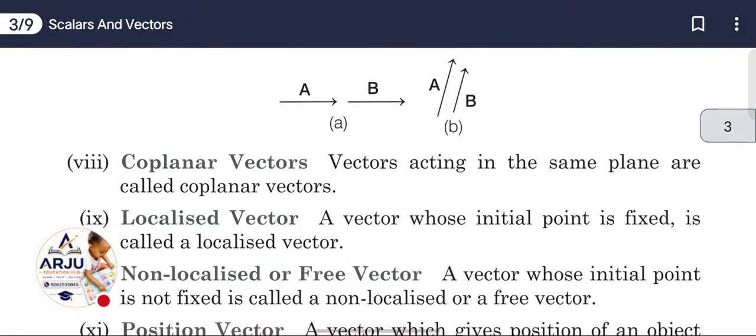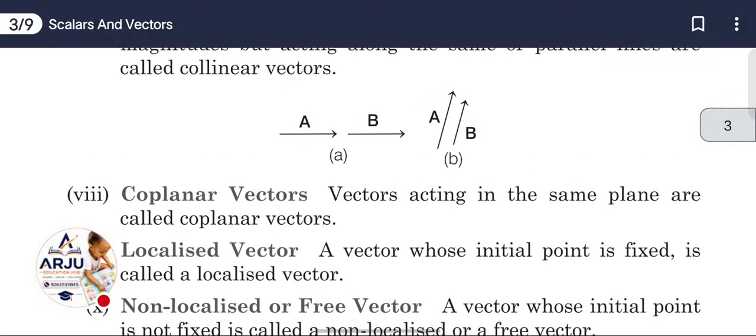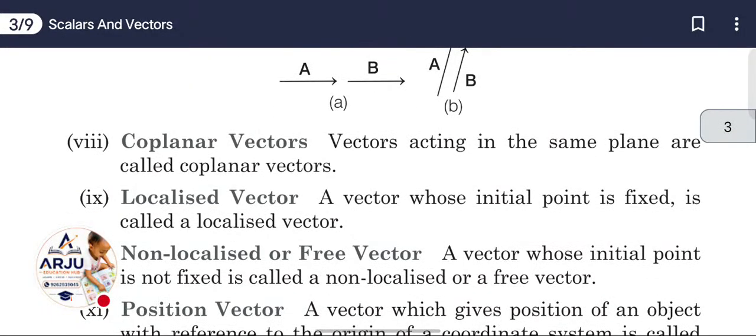So now next one, coplanar vector. Vectors acting in the same plane are called coplanar vectors. So whatever vectors act in a same plane, suppose here figure number A. In figure number A, vector A and vector B are in a same plane, so they are called coplanar vectors.